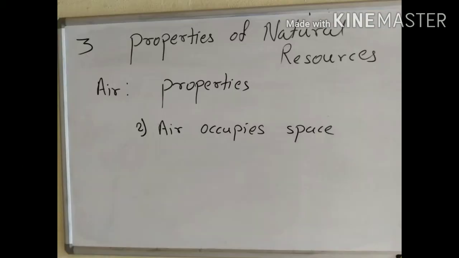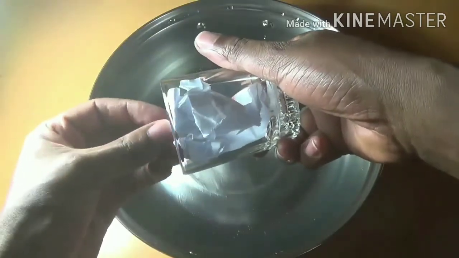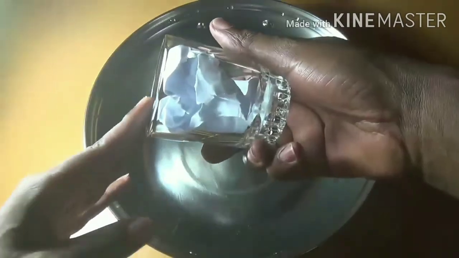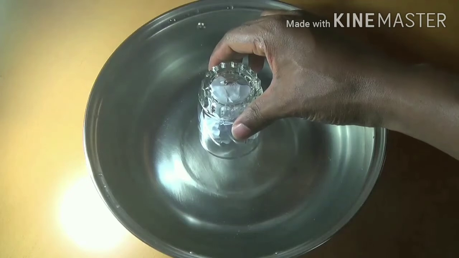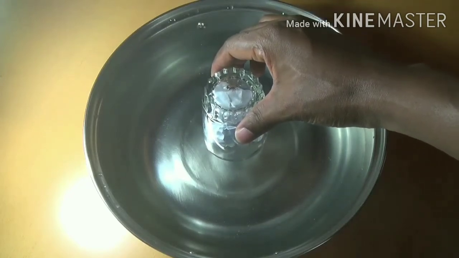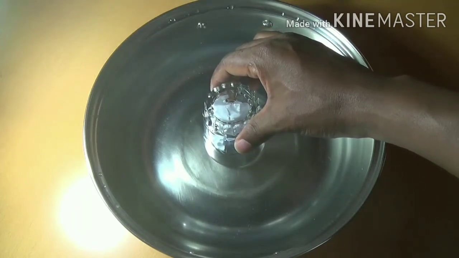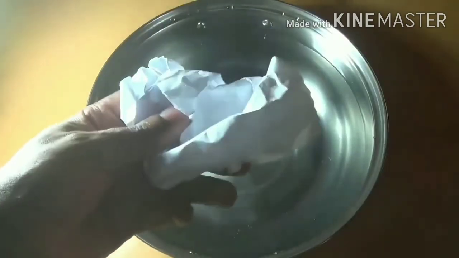Now next property, air occupies space. For this purpose, we'll take one glass in which we'll put one crushed paper. Now see, this paper is dry. We can listen to its sound also. Now carefully we will immerse the glass in water, slowly and gently. Now immerse this glass in water and then take it out and check whether the paper is wet or not.